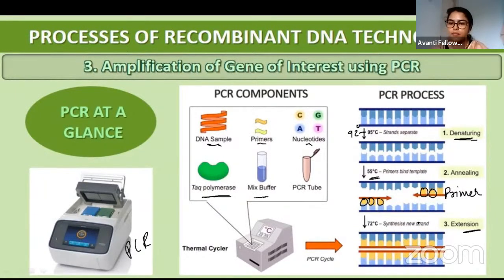In the third step, we get the complete synthesized new strand. The temperature is maintained at 72 degrees Celsius. So from one DNA strand we got 2 DNA strands. This is how amplification of the gene of interest is done by the method of PCR.